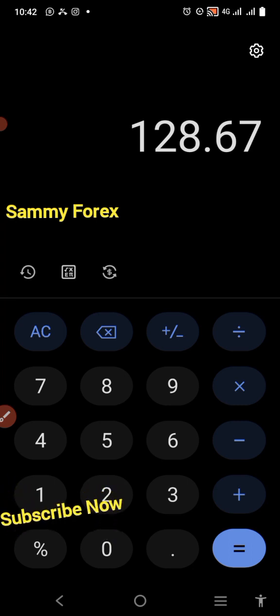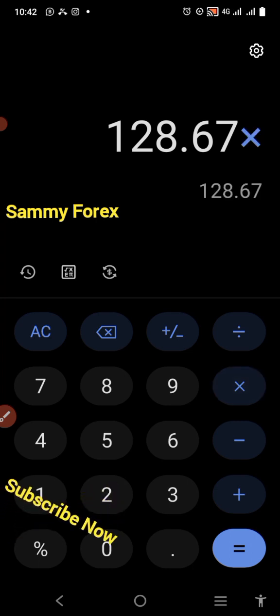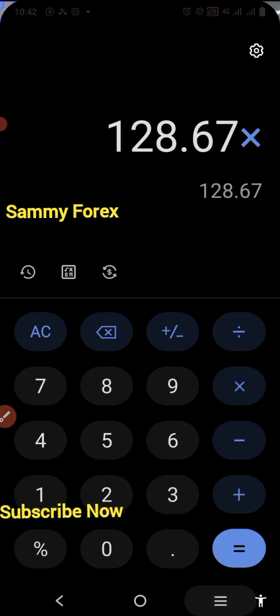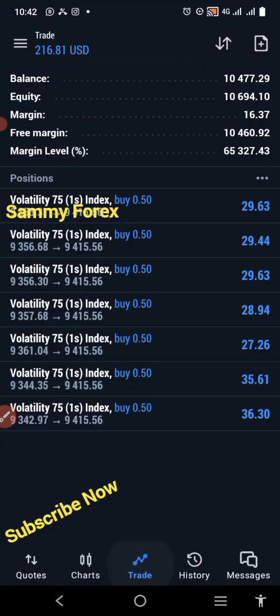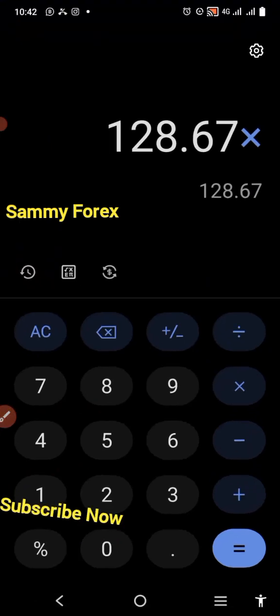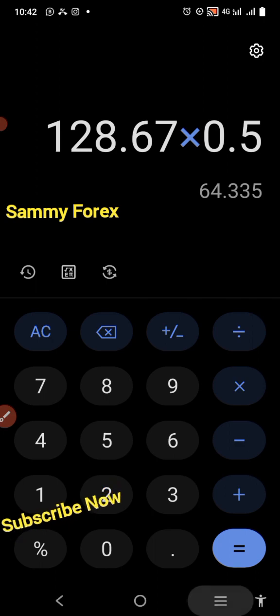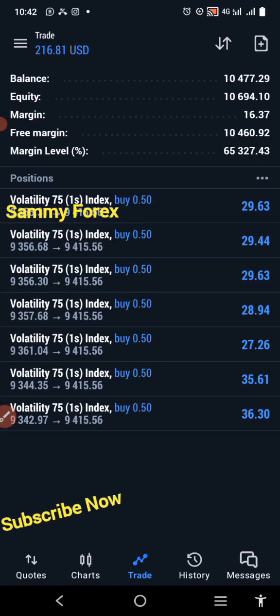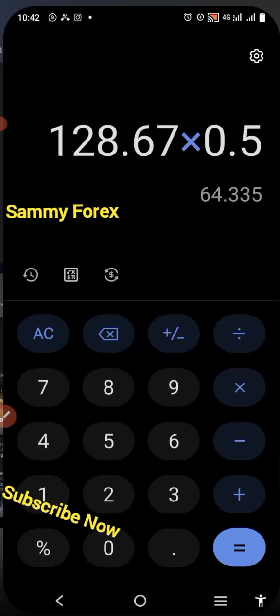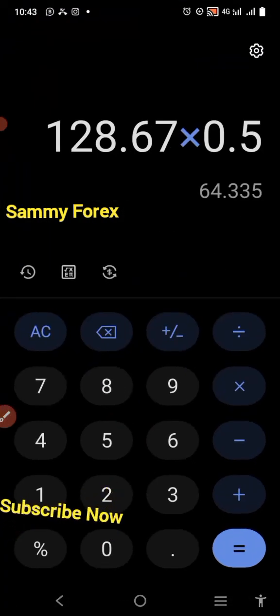Now if you want to know how much you will lose from this number of pips if the market goes against you, you multiply the number of pips by your lot size. Let's say I used 0.05 for each of them. If each of these entries goes negative and touches my stop loss, I will lose $64 each.